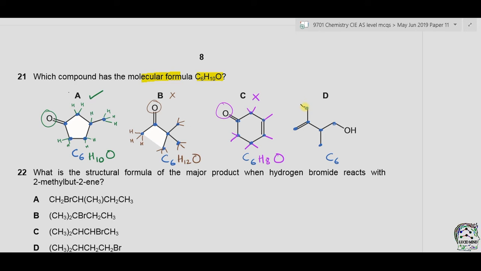In D we have 3 hydrogen with this corner carbon, 2 with this one as it is making a double covalent bond. This one is making 4 bonds. As 1 hydrogen atom is present here, so in total we have 12 hydrogen atoms. Also 1 oxygen is present. So D is also incorrect. Correct answer is therefore A.